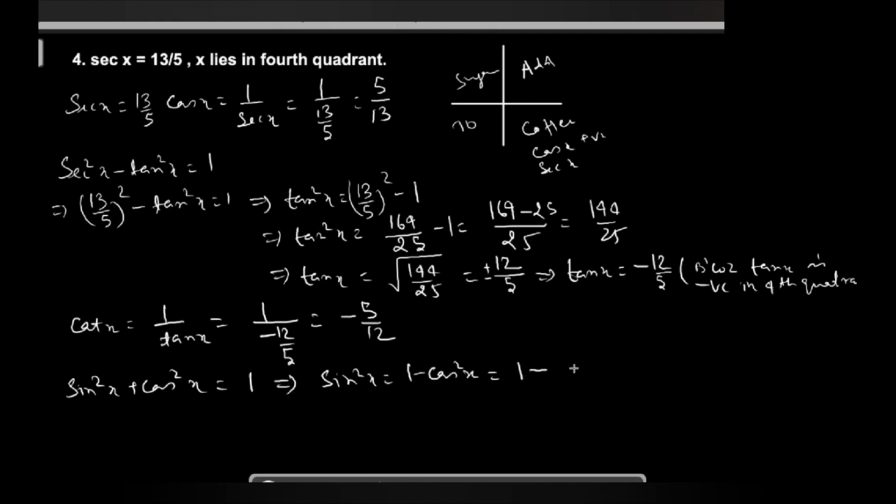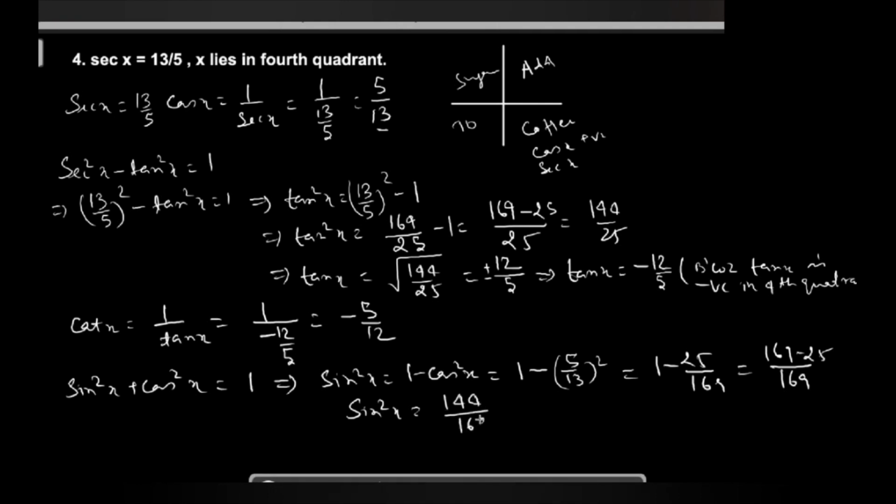It will be 1 minus (5 by 13) whole square from here. So it will be 1 minus 25 by 169. 169 would be the LCM, so it will be 169 minus 25. So my sin square x would be 144 divided by 169. This implies sin x would be the square root of 144 upon 169, which will give me plus minus 12 by 13.